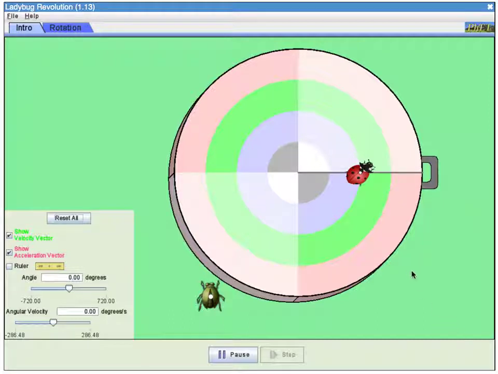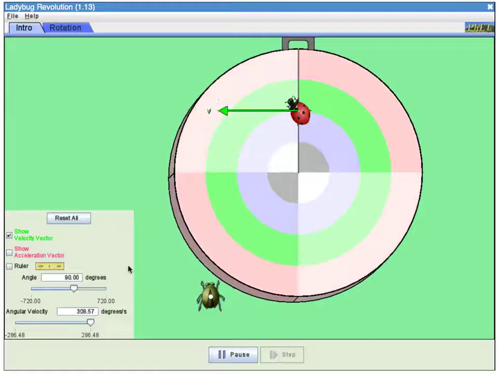Now we're going to continue with our analysis of rotational motion. First thing, let's just look at the basic angles. So here, starting off at 0, you notice the ladybug is pointing to the right along the positive x-axis. And if we go to 90, you see the ladybug pointing vertically. And let's just make the full cycle.